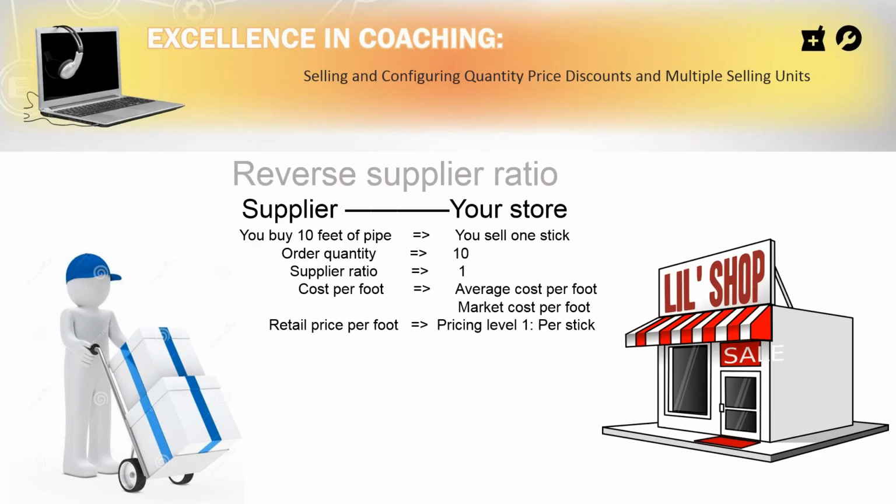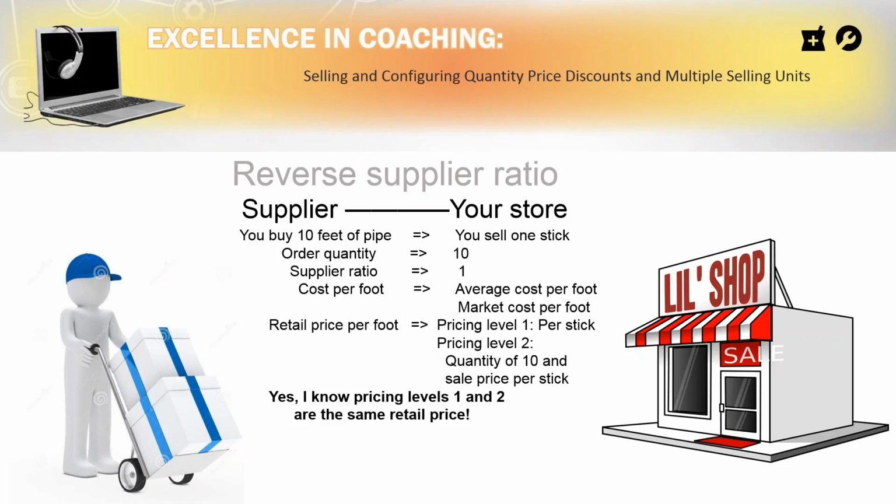the foot. Now, your retail price for 1 foot, so pricing level 1, is going to be the retail price for your stick. Okay. Also, pricing level 2 for a quantity of 10 is also going to be by the stick. Yes, I know that pricing levels 1 and 2 are the same retail price.